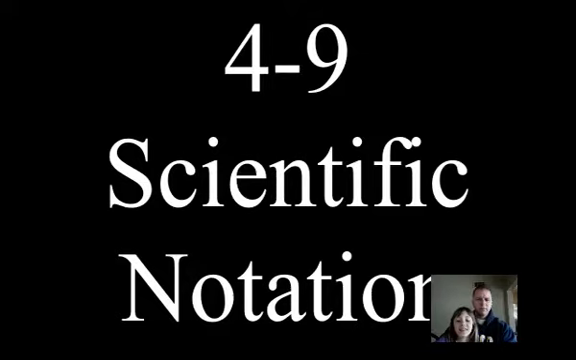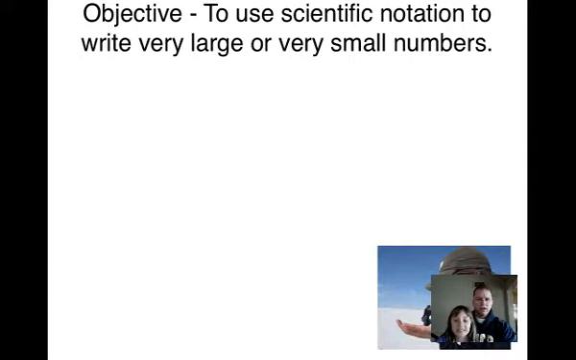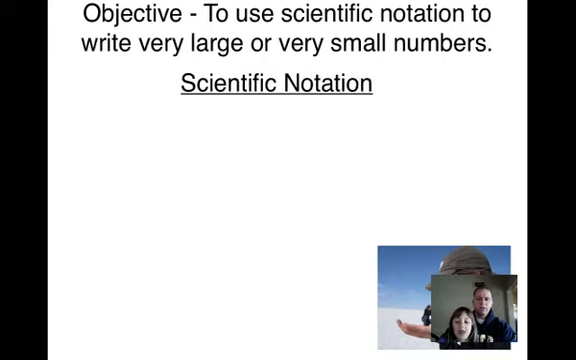4-9 scientific notation. All right, today's objective is to use scientific notation to write very large or very small numbers. So scientific notation is kind of like a standard form. Like the objective said, it's used to write really, really large numbers, like the weight of the sun, or how far it is to another galaxy, or really, really small numbers like the weight of an atom. So really, really big numbers, okay?